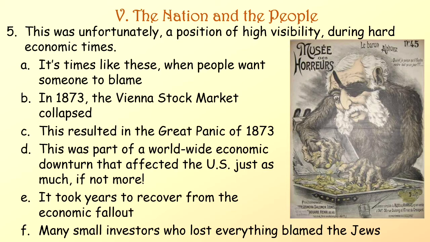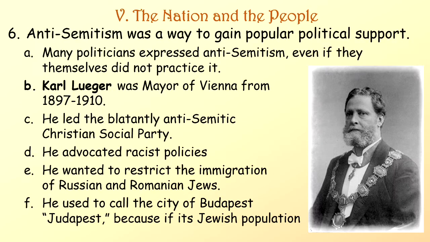In 1873, the Vienna stock market collapsed, and this resulted in the Great Panic of 1873. This was part of a worldwide economic downturn that affected the U.S. just as much, if not more. And it took years to recover from the economic fallout. Many small investors who lost everything blamed the Jews. Anti-Semitism could also be a way to gain popular political support. Many politicians expressed anti-Semitism even if they themselves did not practice it.